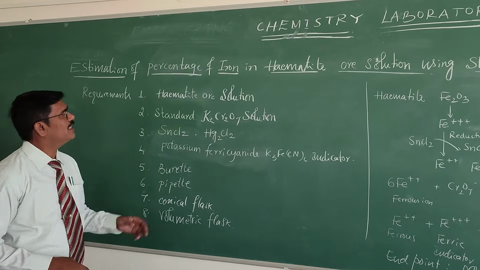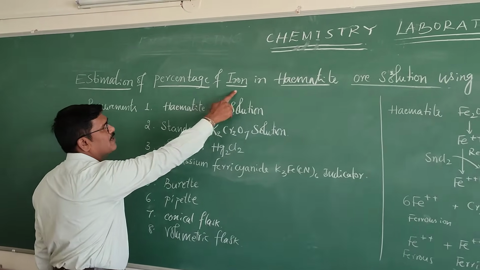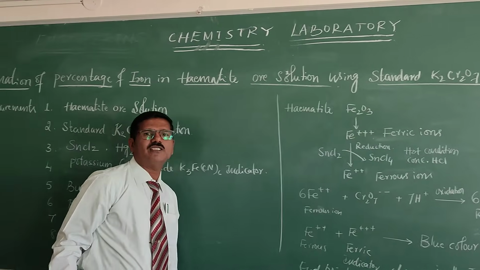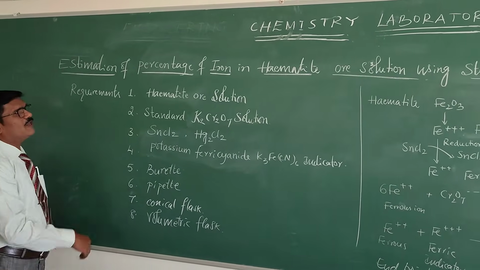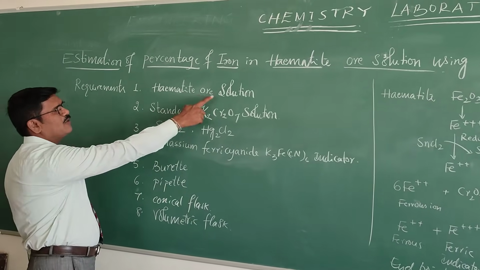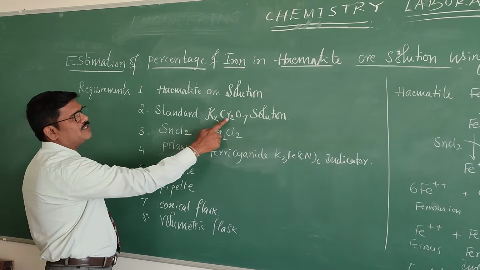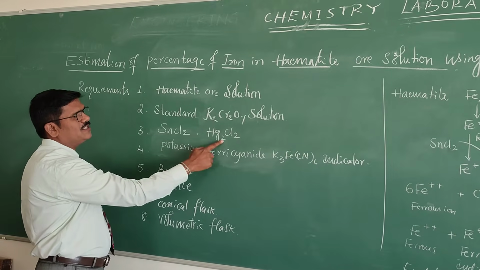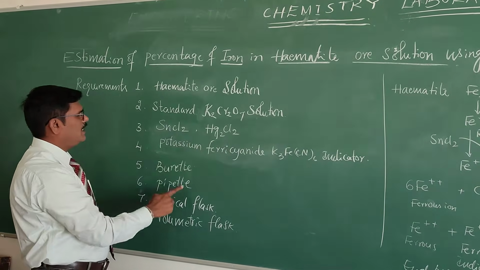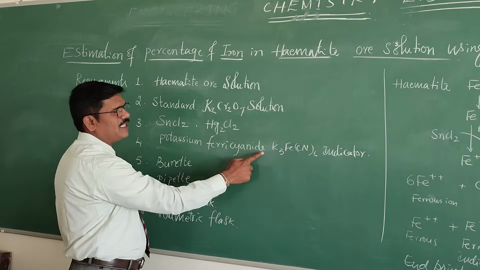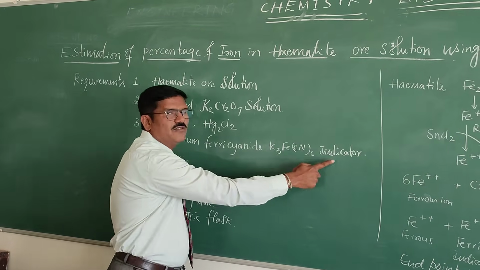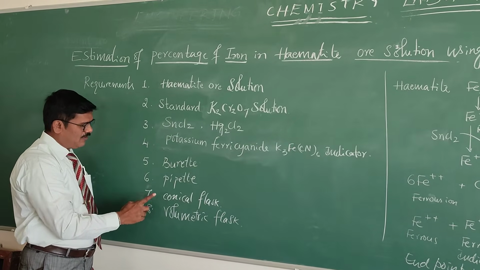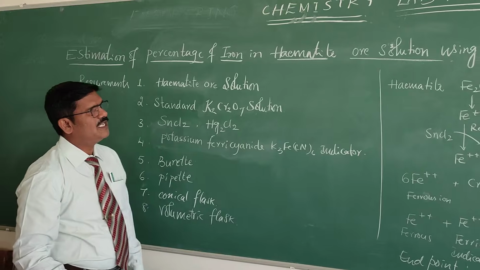Today I am going to explain the estimation of percentage of iron in hematite ore solution using standard potassium dichromate solution. The requirements for this experiment are hematite ore solution, standard K2Cr2O7 solution, SnCl2 stannous chloride, Hg2Cl2 mercurous chloride, potassium ferricyanide K3Fe(CN)6 which is the indicator, burette, pipette, conical flask and volumetric flask.